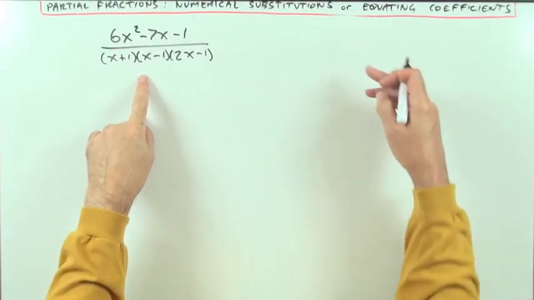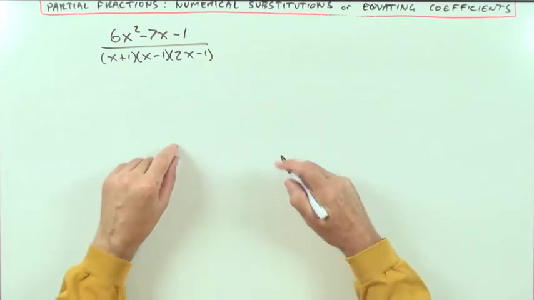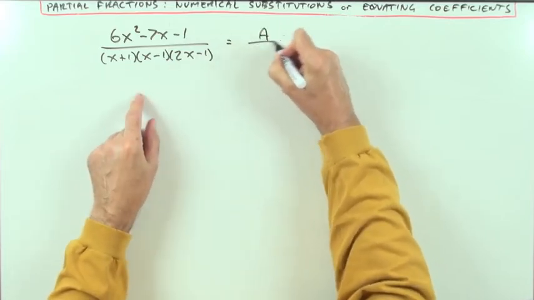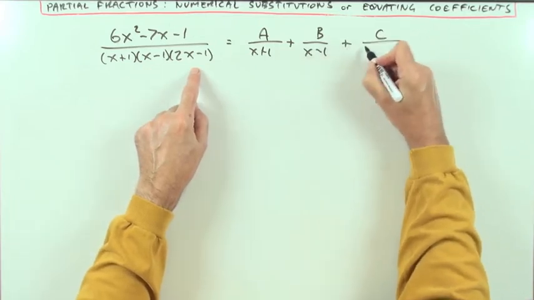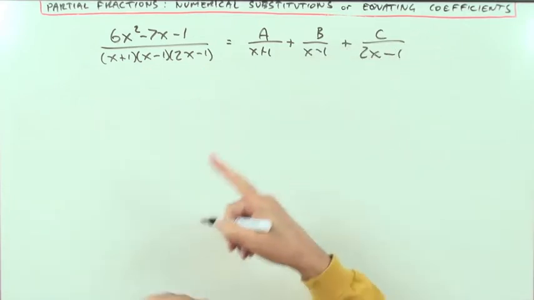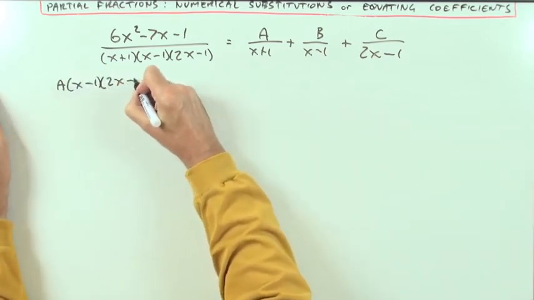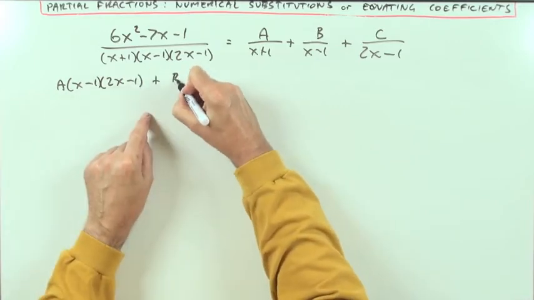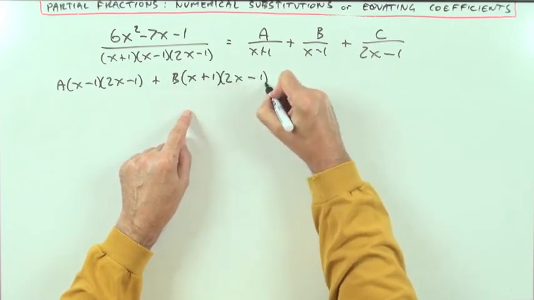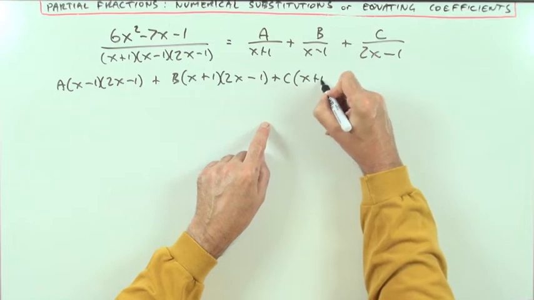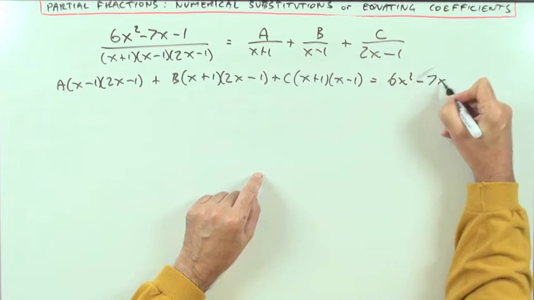Here's one you would expect you wouldn't need to resort to equating coefficients at all, because you've got 3 nice clean little linear denominators. Well, that would just break into a over x plus 1, b over x minus 1, plus c over 2x minus 1. So that multiplying it out, you would have a times x minus 1, 2x minus 1, plus b times what it doesn't have, x plus 1, 2x minus 1, plus c times x plus 1, x minus 1 equals that thing there, 6x squared, 7x minus 1.